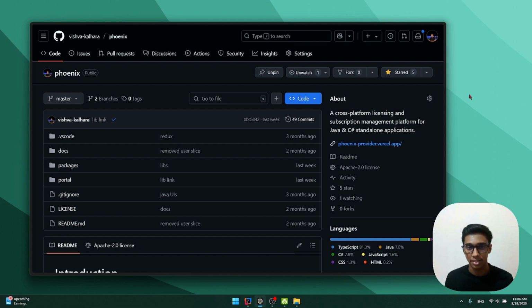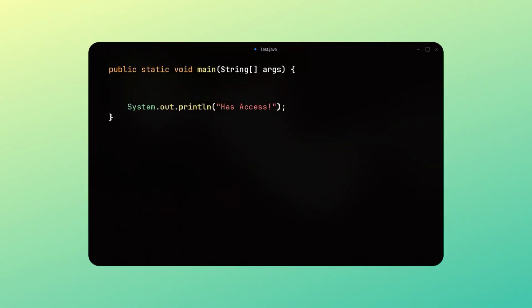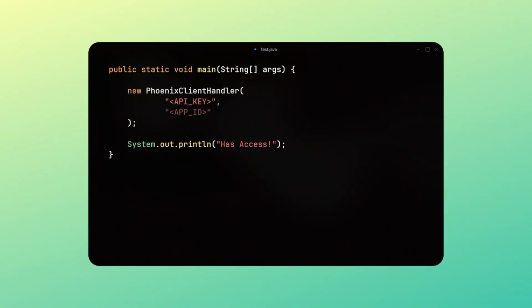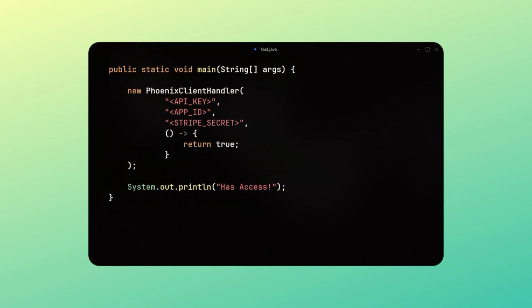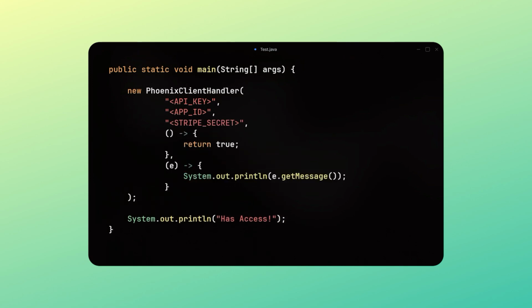That sucks, right? Now, what if I told you there's a better way to secure your application, manage recurring subscriptions effortlessly, and get paid without headaches? Meet Phoenix, the ultimate cloud-based licensing solution for Java and C# standalone applications.